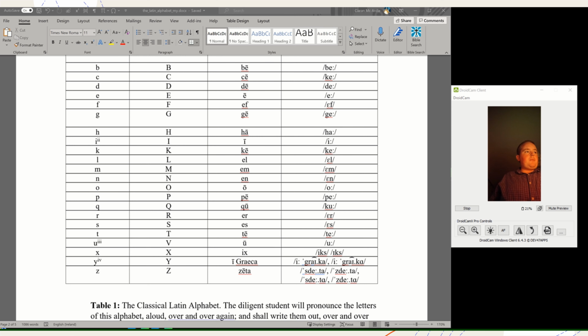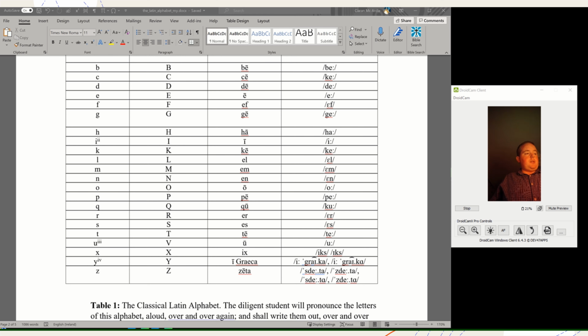And so S, te, u. Just a note here, in classical Latin, U and V aren't really separate letters.